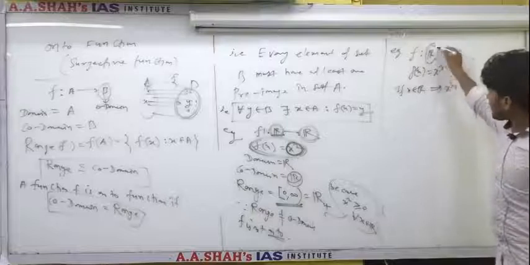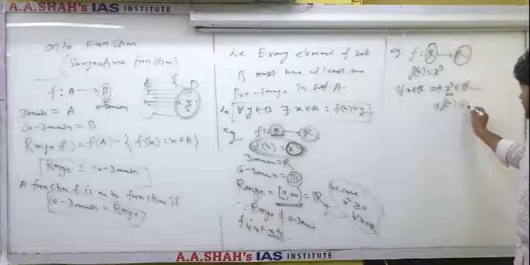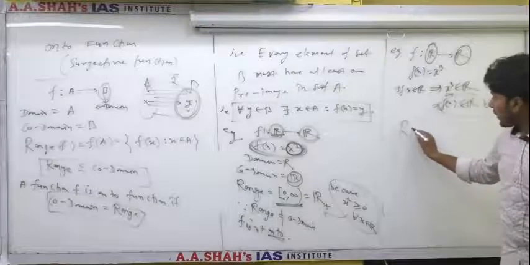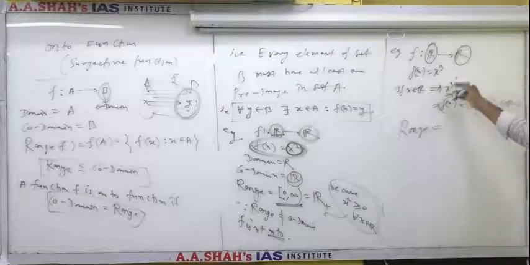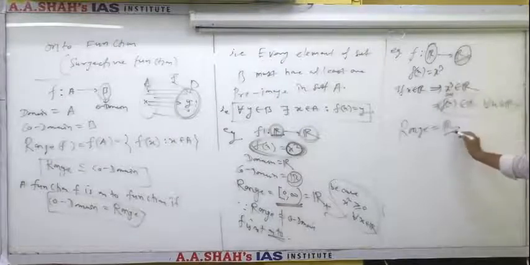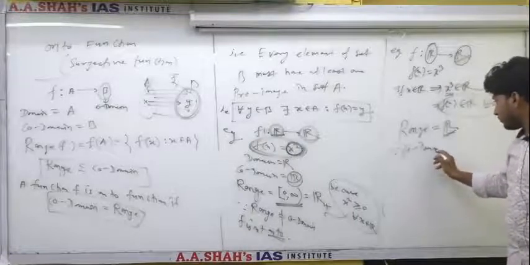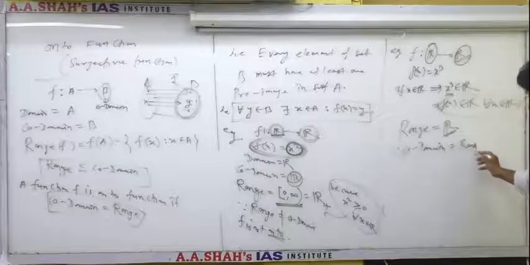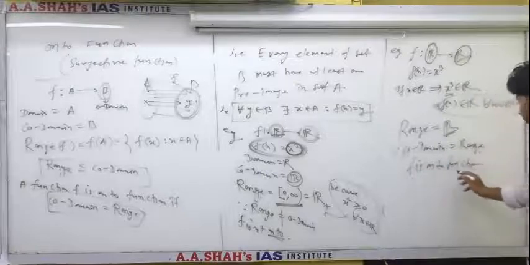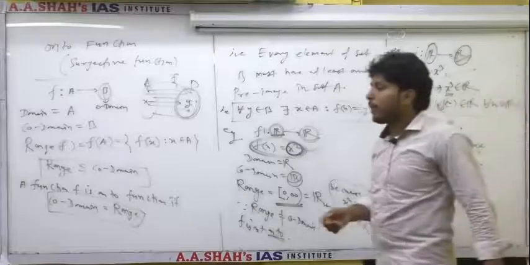So here domain is real numbers, codomain is real numbers, and range is all possible values of f(x). f(x) is also a real number for x belongs to R. So what we got? Range of this function is the whole real numbers. Now codomain and range coincide. Since codomain is equal to range, f is an onto function. So here f is onto, but the previous one was not onto. Again we discuss the next example.